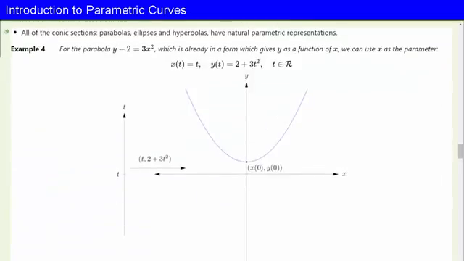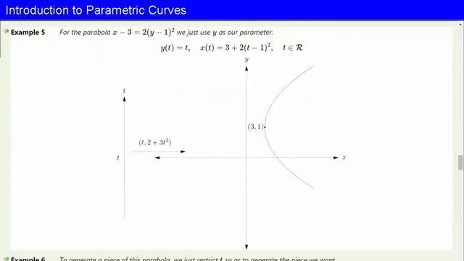All of the conic sections, parabolas, ellipses, and hyperbolas, have natural parametric representations. For the parabola, for example, y minus 2 equals 3x squared, which is already in a form that gives y as a function of x, just use x as the parameter. x of t equals t, y of t equals 2 plus 3t squared for t in R.